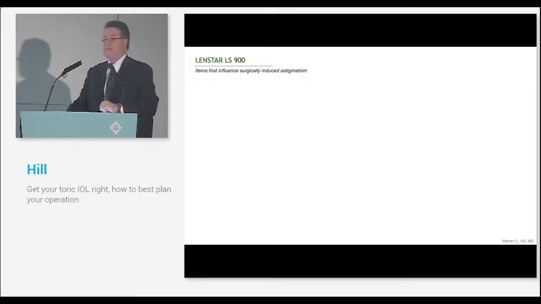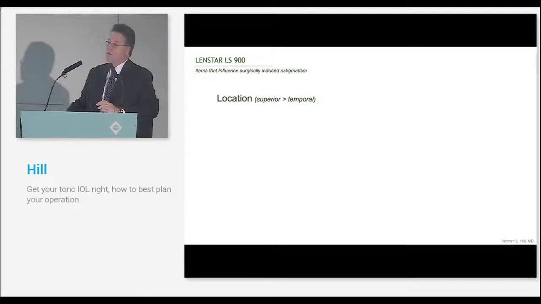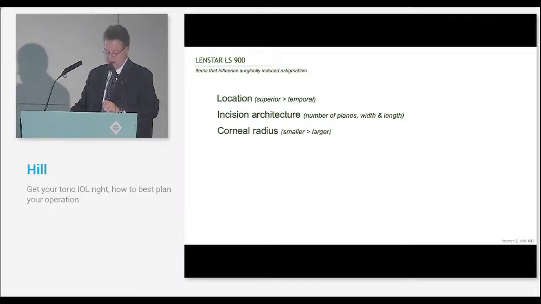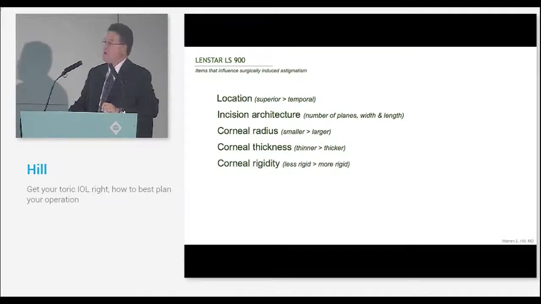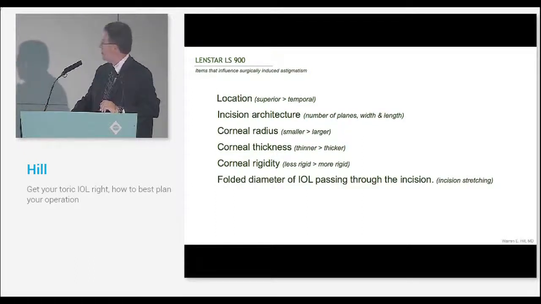So what are some of the things that influence surgically induced astigmatism? When you go to this site, you're going to notice there are going to be variations from one patient to the next. The reason for that is that where the incision is located is going to determine how much surgically induced astigmatism you're going to have. Also the architecture, certain types of incisions give more surgically induced astigmatism than others. And those of you who are physicists in the room remember that Laplace's law says that the effectiveness of an incision in a sphere is related to the radius, the thickness, and rigidity. So each person is unique and individual. And of course the folded diameter of the IOL passing through the incision.